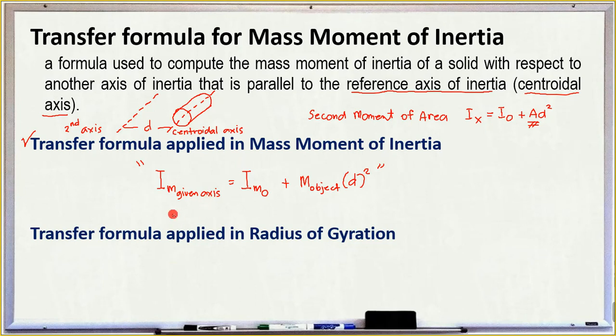Now we can also apply this concept on the radius of gyration. That is, the radius of gyration of a certain body at a given axis is equal to the radius of gyration of the body along the centroidal axis plus the mass of the object multiplied by the square of the distance. Okay? So, that is what you need to remember.